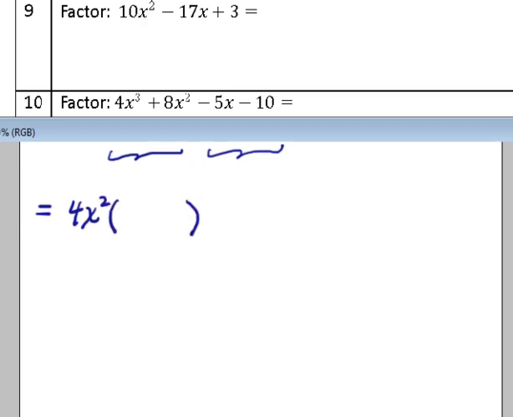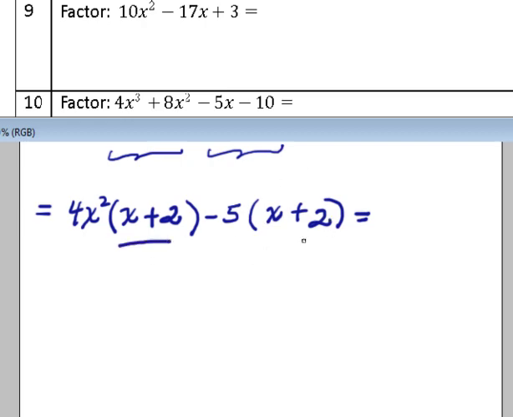So what do we have left here? We have x plus 2. If we multiply back, just to check that, we get 4x cubed, and here we have 8x squared, so that's correct. From the second two, we can pull out a minus 5. And here we have x and plus 2 again. Multiply back, make sure we get minus 5x minus 10. That's minus 5x. Minus 5 times 2 is minus 10, so that's correct.